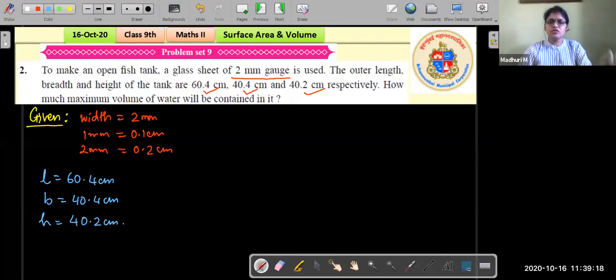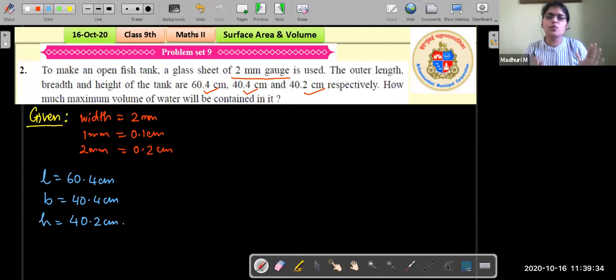Even though the shape of the structure is not given in the question, just looking at the dimensions, length, breadth, and height, we understand that this is a cuboidal structure, right, students?